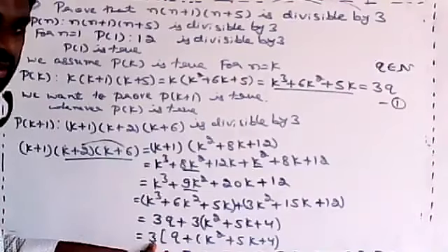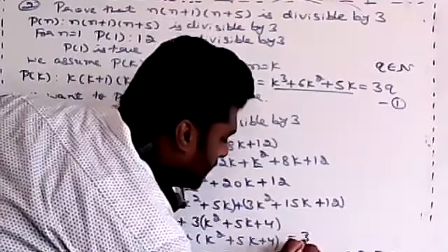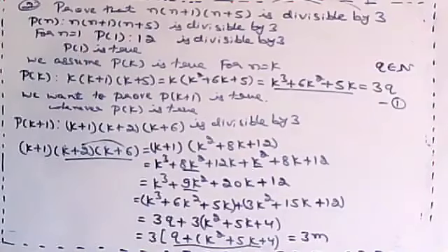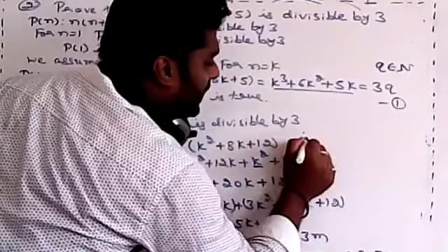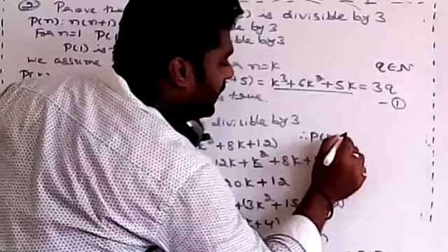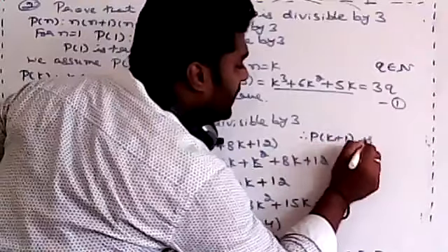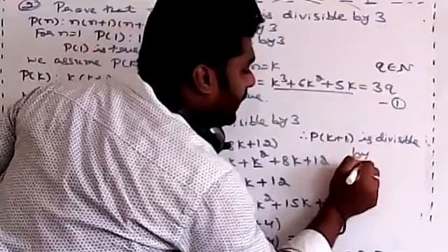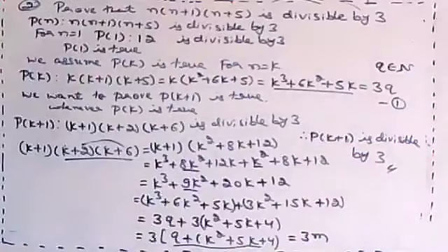Okay, Shravan, right? We can write this one as 3m also, Shravan. Correct or not? We can take this whole function as m also. It means what? Therefore here I'm writing that P of k plus 1 is also divisible by 3. Got it? Yes. Easy, no it is?